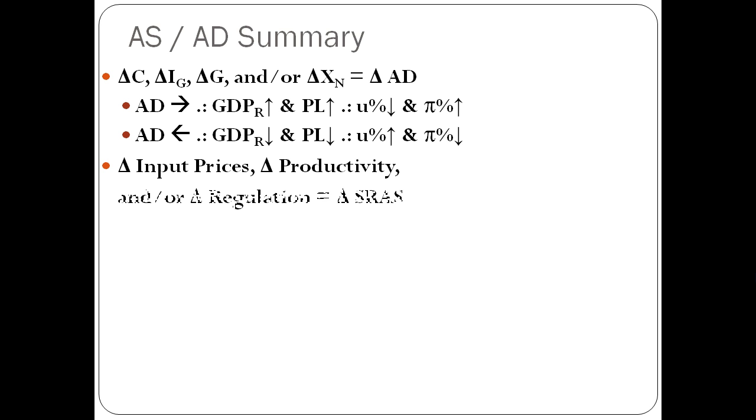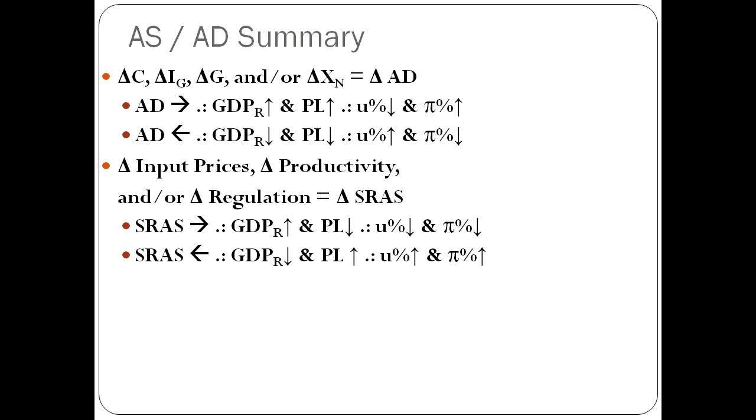When we have a change in input prices, productivity, and/or regulation/taxes, we're going to have a change in our short-run aggregate supply curve. When the short-run aggregate supply curve shifts to the right, that implies that the real GDP is going to go up, price level is going to go down, which implies that the unemployment rate falls and that the inflation rate is going to fall. When the short-run aggregate supply curve shifts to the left, that implies that real GDP is going to fall, price level is going to go up, which implies that the unemployment rate goes up and the inflation rate also goes up. And remember, when the inflation rate and unemployment rate are going up at the same time, you have what is called stagflation.